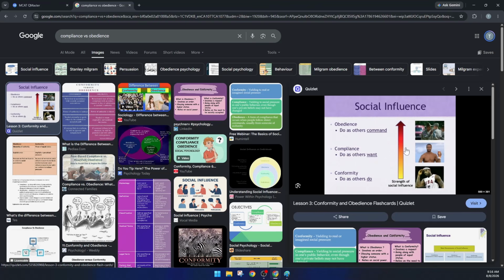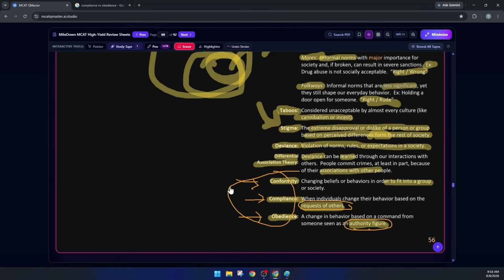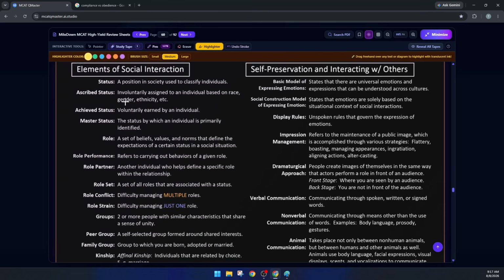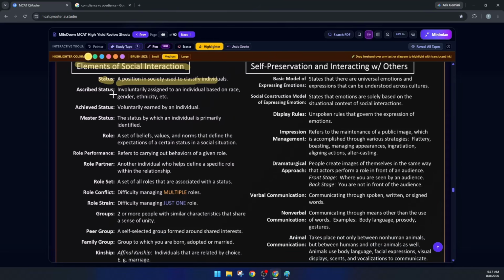So this is actually a good picture here. So these three can be easy to confuse. Don't confuse them. And have examples for yourself so that they're easy to remember instead of just memorizing pure facts. Okay, elements of social interaction. We're on behavioral sciences 9 now. Status. Status is a position in society used to classify individuals. Ascribed status is something you involuntarily assign to.